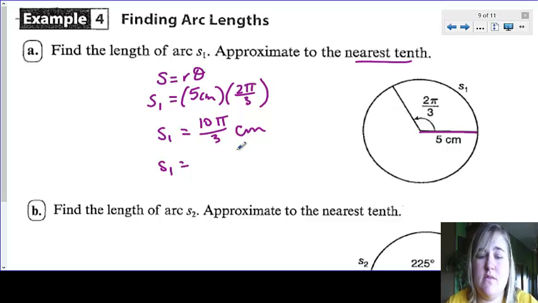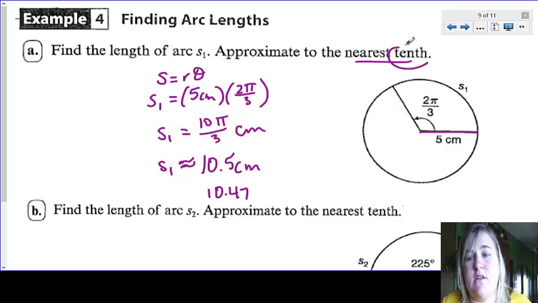And that gives me approximately 10.5 centimeters. I had 10.47, and I rounded to the nearest tenth.